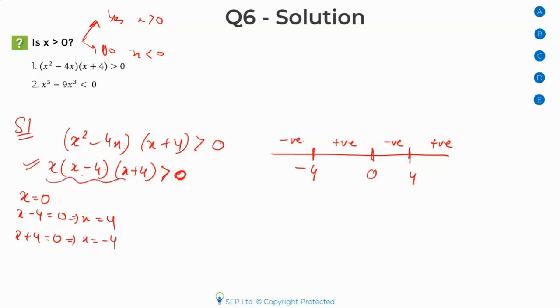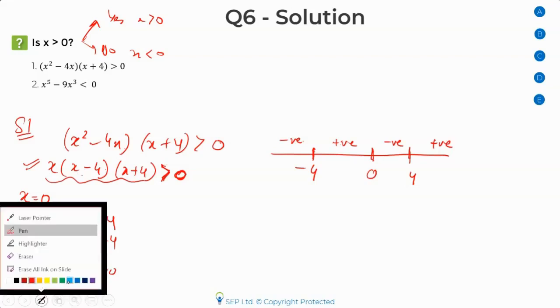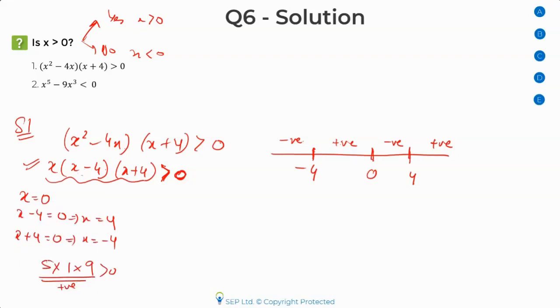For example, I can put x equal to, say, 5. 5 minus 4 is 1. 5 plus 4 is 9. Notice this is positive, greater than 0. So I'm looking for those values of x. Now, when I mark this positive, negative, I am basically looking for regions where this is definitely positive. So what I can say here is that the range is going to be, and I'm going to use a different color here, x greater than 4, and the range could be between this also, minus 4 to 0.